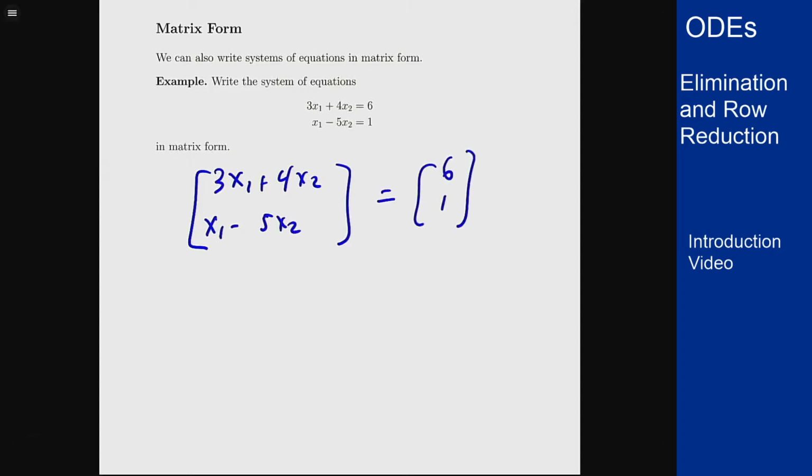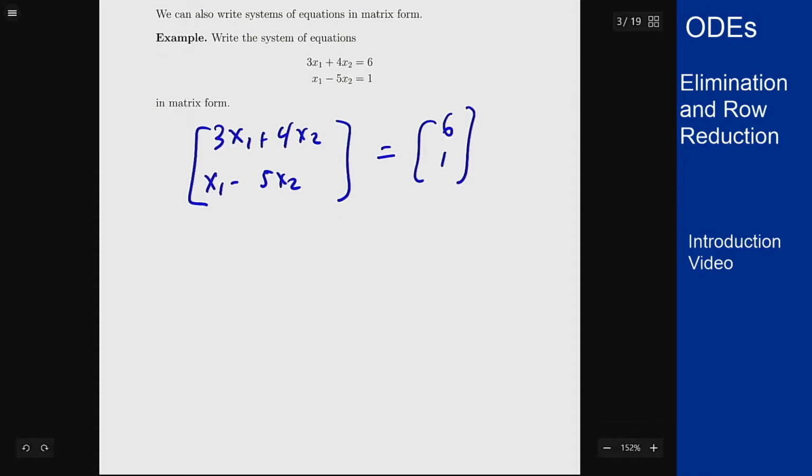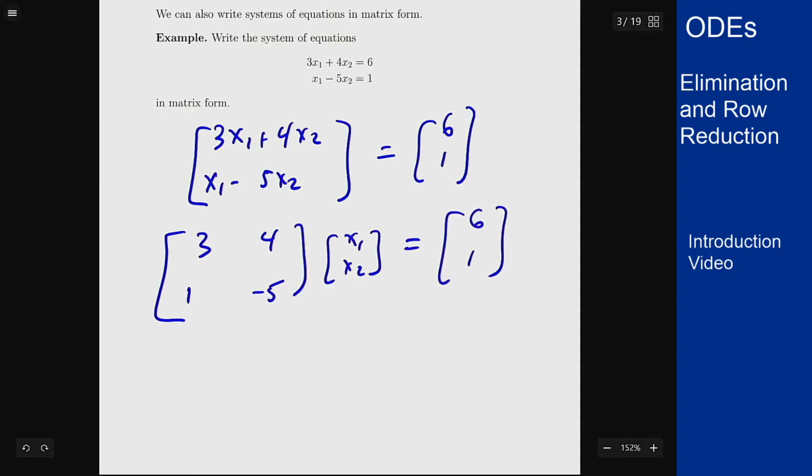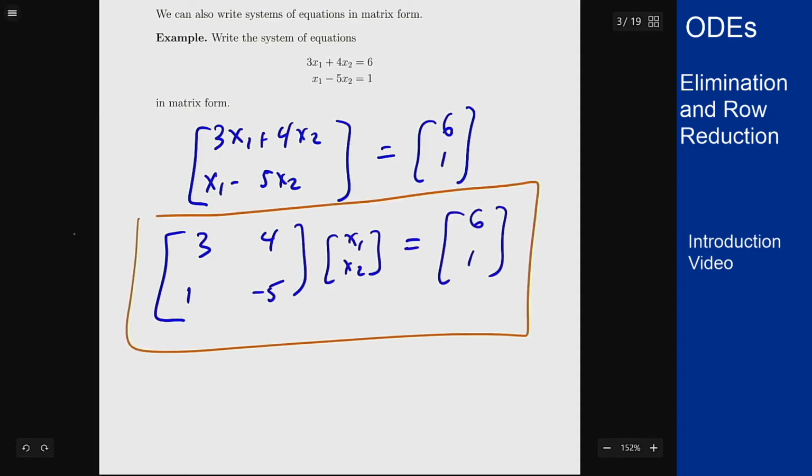So as a vector, things are equal if all the components are equal, so I can write it this way. But then this here looks like dot products, and so I can rewrite that side as matrix vector multiplication, multiplying the matrix 3, 4, 1, minus 5 by the vector x1, x2 to get 6, 1. So this here is the matrix form of that system of equations.